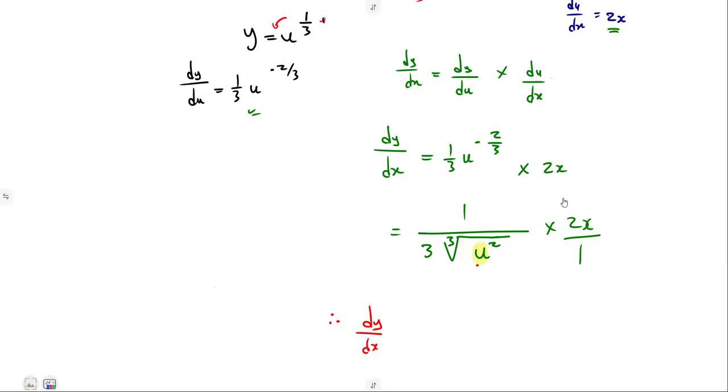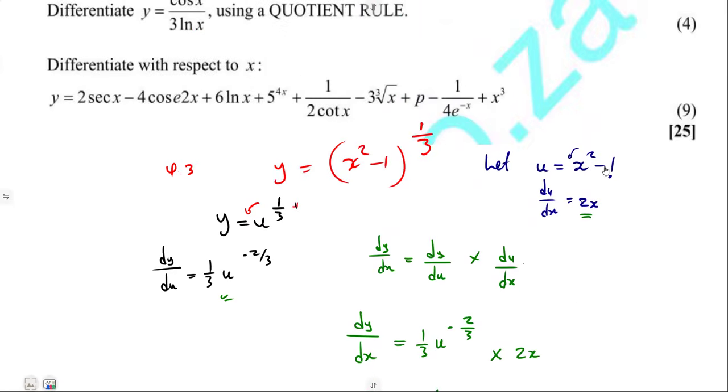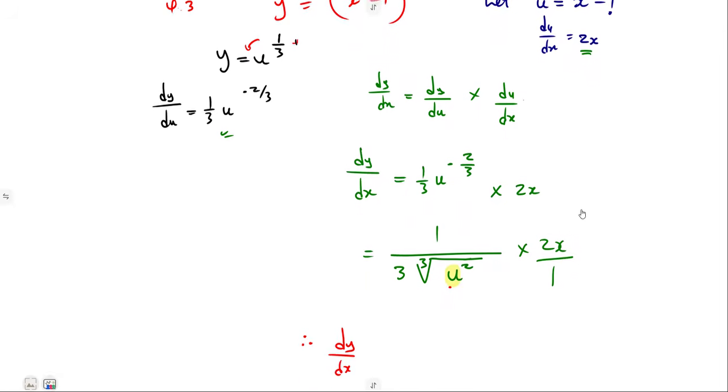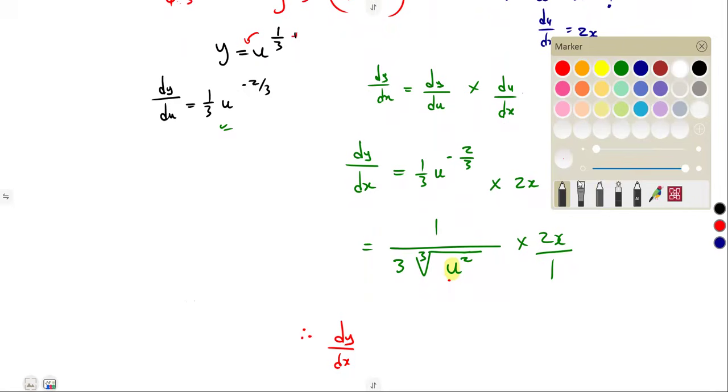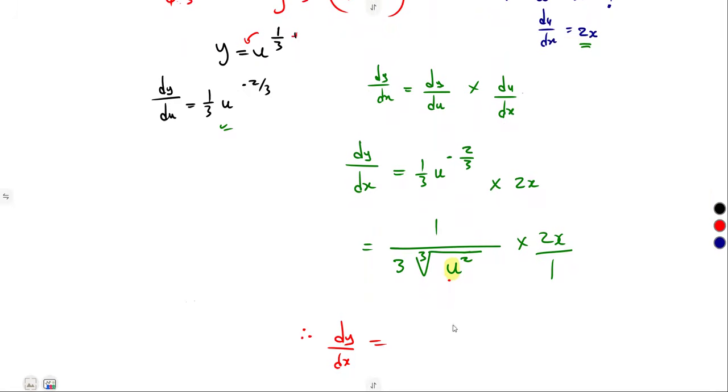u equals what? x squared minus 1. So you're going to substitute with x squared minus 1. That was the case. So this was going to be 1 over 3, the cube root of what? Our u, which is x squared minus 1, being what? Being squared. So that is the condition. This is the square root of this. So this is it. All right.